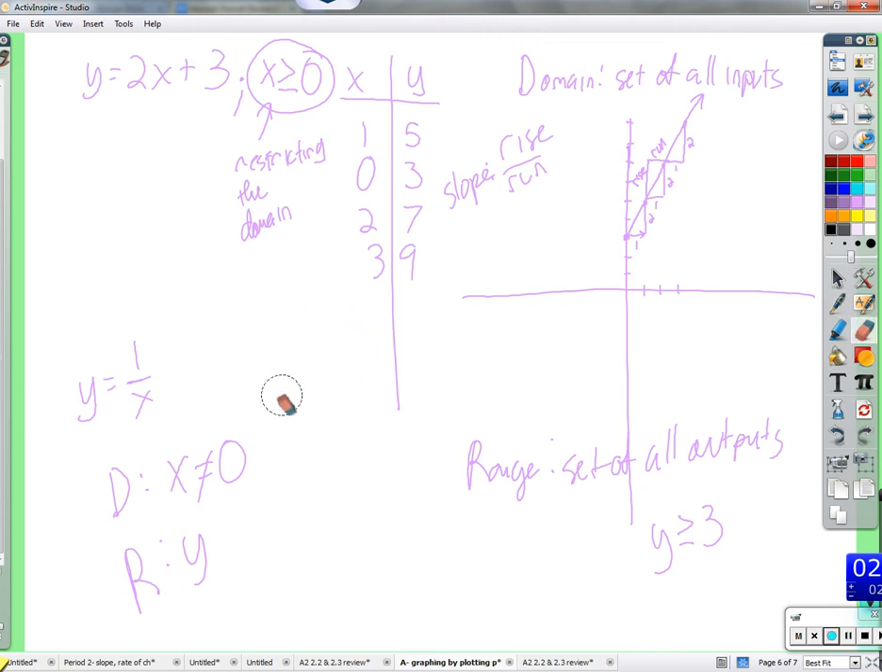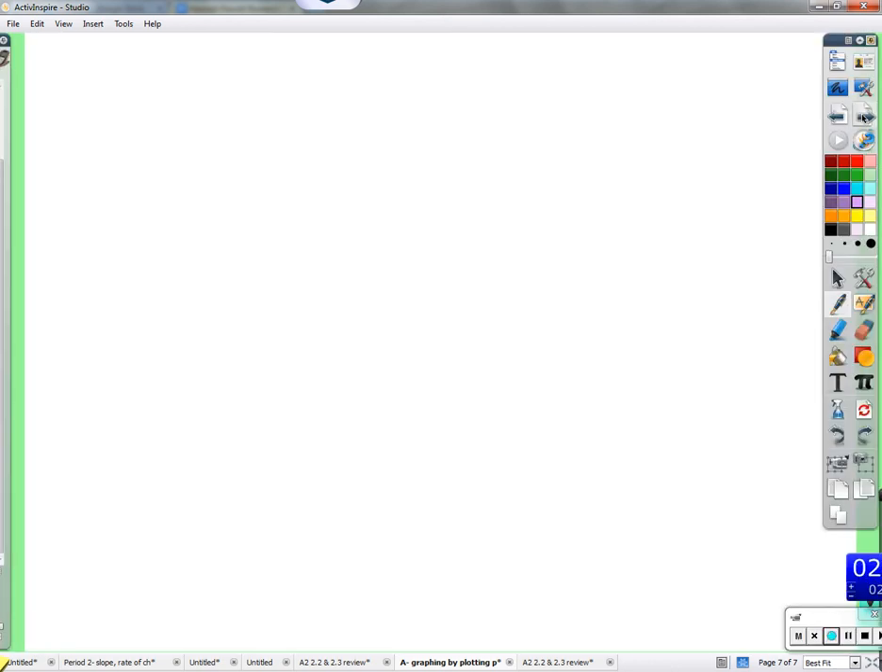So it seems like, and it's true, the only thing y cannot be is 0. There's just no way to take 1 divided by something and wind up getting 0. That's domain and range. So let's think about the domain and range as we do these other problems as well.